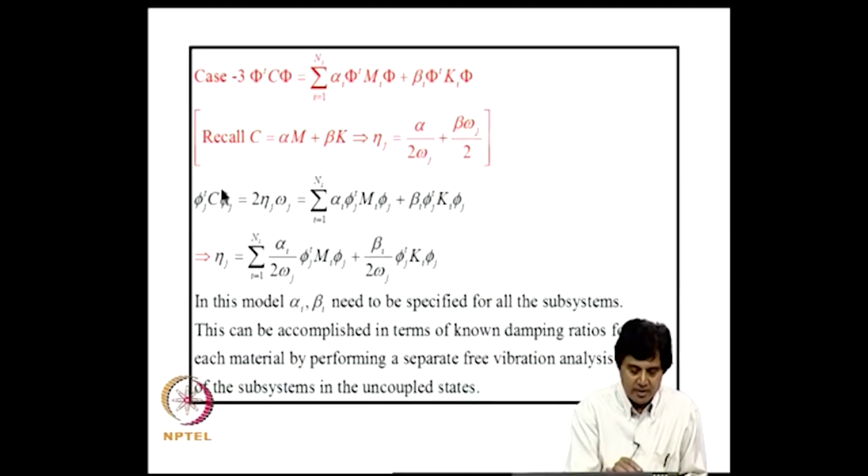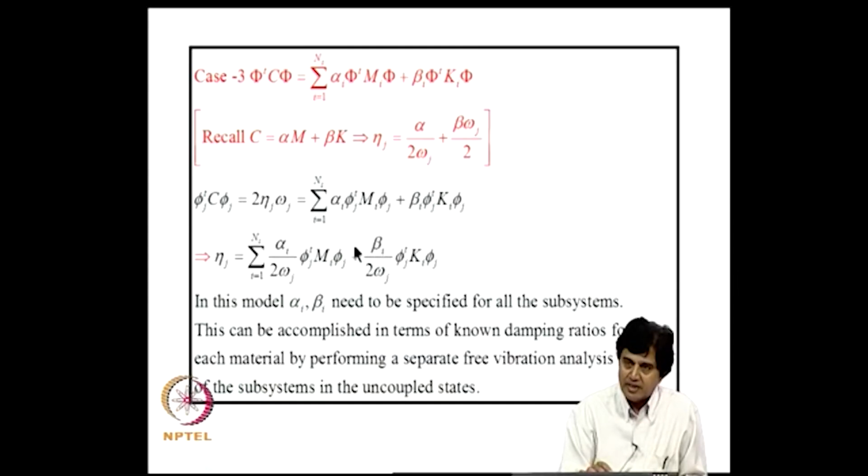Now we will construct phi j transpose C phi j, which is 2 eta j omega j. Now on the right hand side I will have this expression. Now eta j will become the sum of these two terms. So we cannot now interpret these terms in terms of energies. So if you want to use this model, the user has to specify the ratios alpha and beta I for different subsystems, not the damping ratios for different materials.